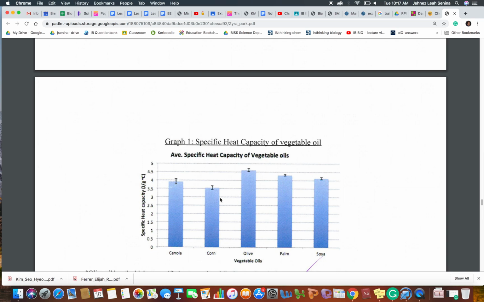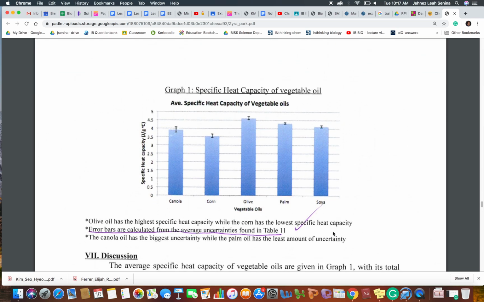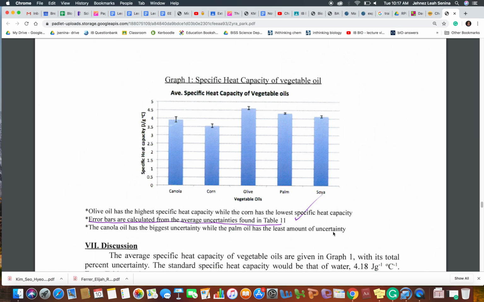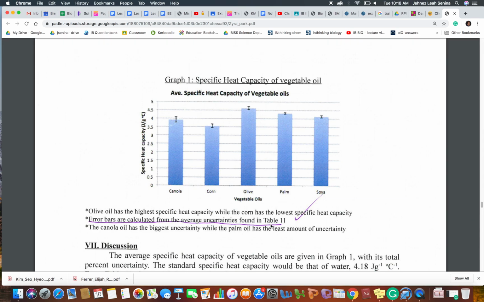You plot those error bars individually. So, look at her comment here from the graph. Olive oil has the highest specific heat capacity. Corn oil has the lowest. Just like in biology, put short descriptions after every table and graph, not just a final one. And then error bars, again, are calculated from average uncertainties. It's found in table 11. It's easy to follow her discussion here.